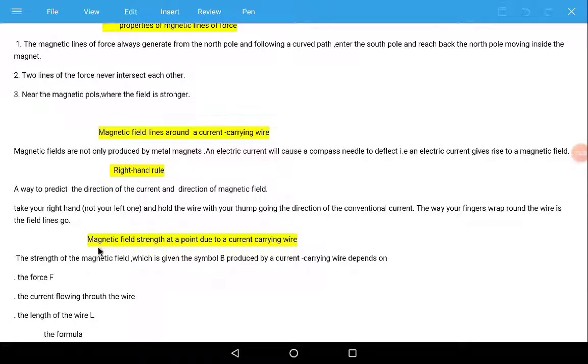Now the other lesson: magnetic field strength at a point due to a current carrying wire. The magnitude or strength of the magnetic field, given by the symbol B, produced by a current carrying wire depends on three factors. The first one, the force. The second, the current flowing through the wire. And the third, the length of the wire. So the strength of the magnetic field is determined by the force, the electric current, and the length of the wire.